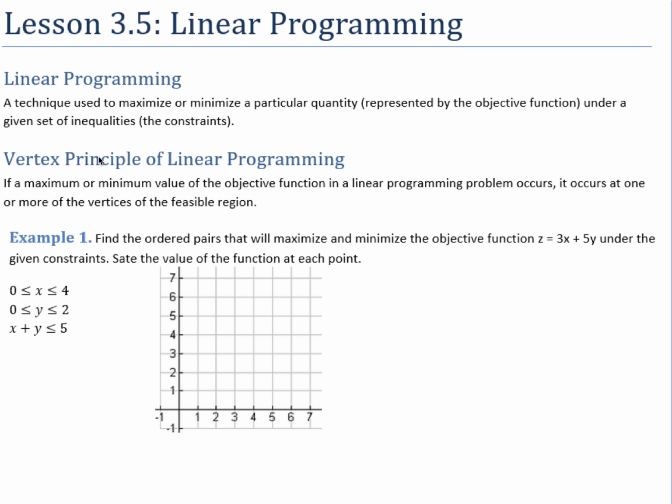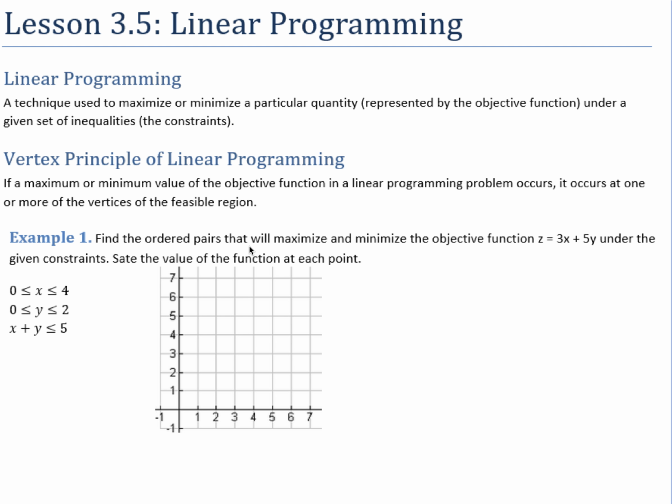And we're going to use this vertex principle of linear programming, which says if there is a maximum or minimum value of the function that we're talking about, it occurs at one or more of the vertices of the feasible region. So the feasible region is going to be the solution of the system of inequalities. As we remember, we can graph inequalities and see where all those shadings overlap. Where all of them overlap is going to be called the feasible region. So we're going to just start off with a simple example here. Later on, we'll get into ones that actually involve actual word problems.